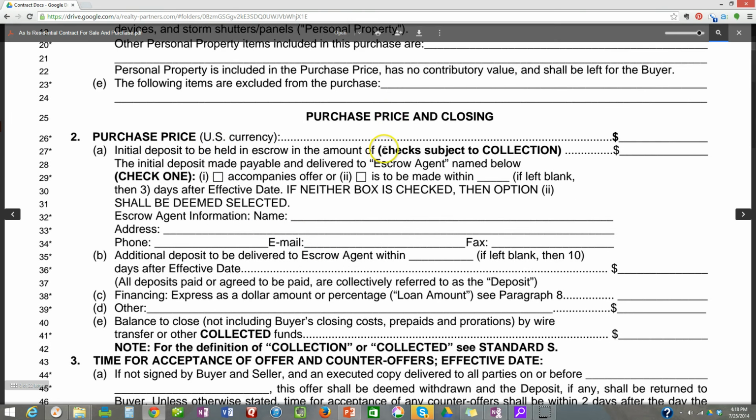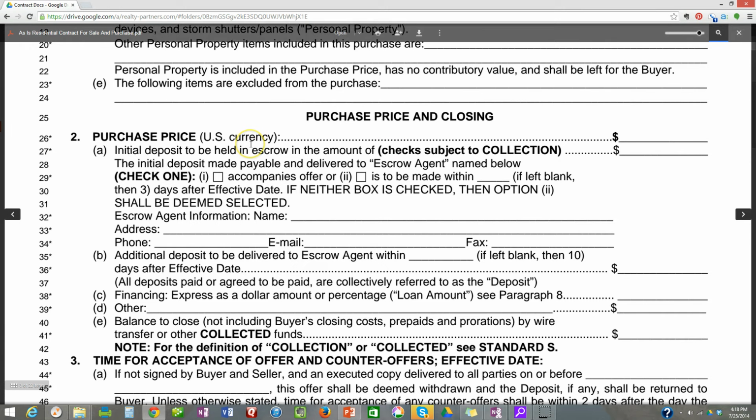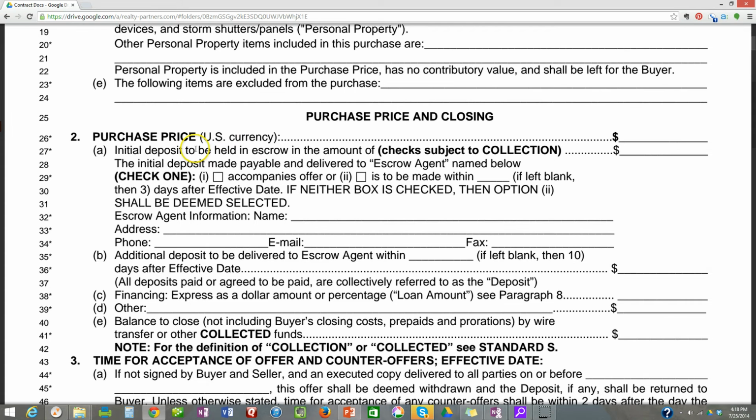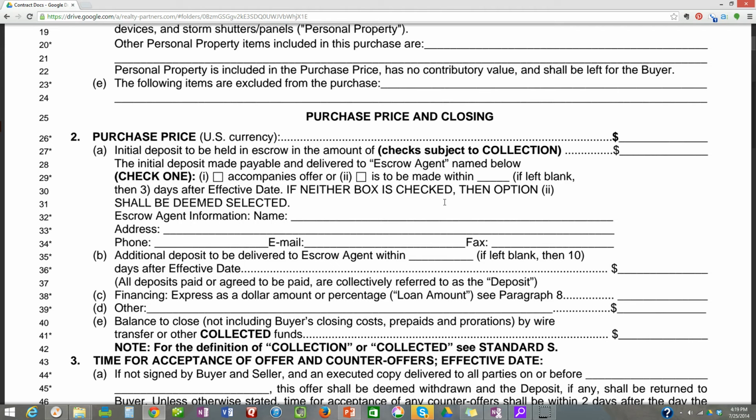Now, purchase price and closing: initial deposit to be held in escrow, that will be a check that is provided with the offer or shortly thereafter. And there was a lot of confusion in the past with the older contracts, so it's been made clear now. The initial deposit is either made right up front, that accompanies the offer, or it's made within X days after the effective date. In other words, the offer is made, it's accepted, then within so many days the deposit is made.